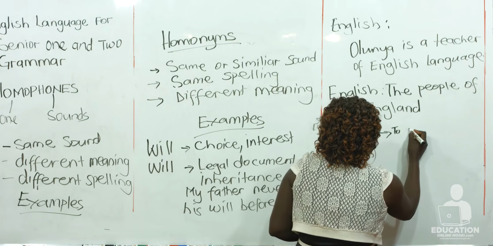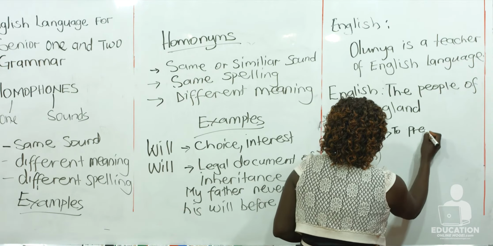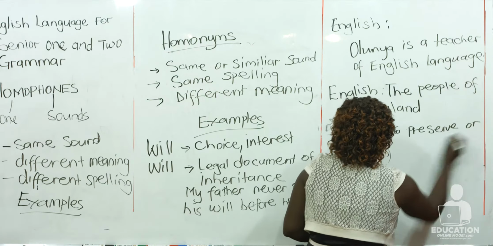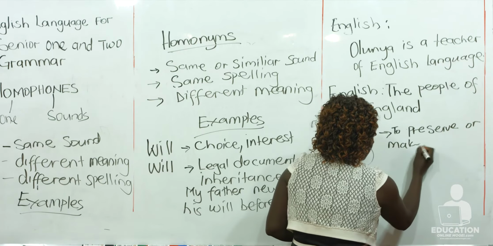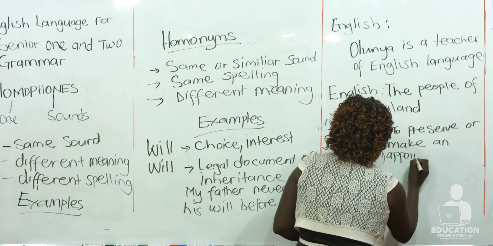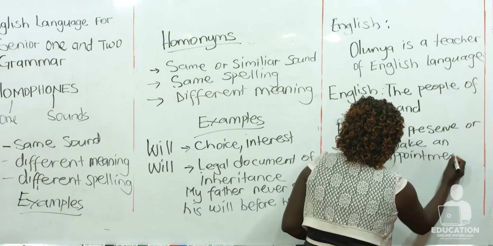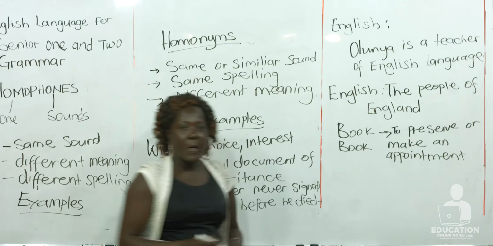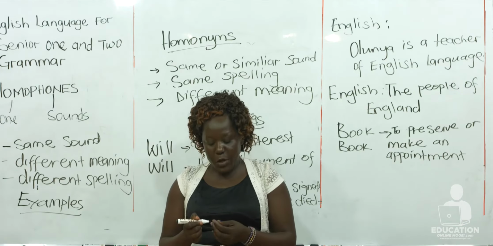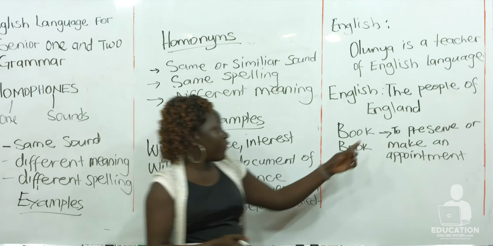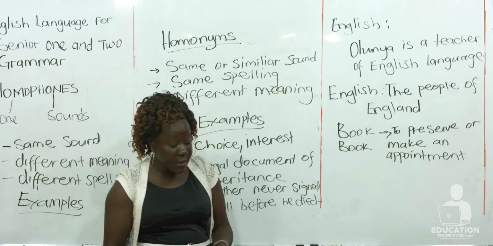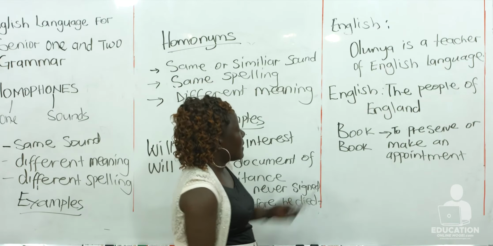To preserve, or make an appointment. For instance, you can say, please book for me a room in Nairobi. You can even say, book for me air ticket. I want to fly to Wow. So in this way, you would have used this one.